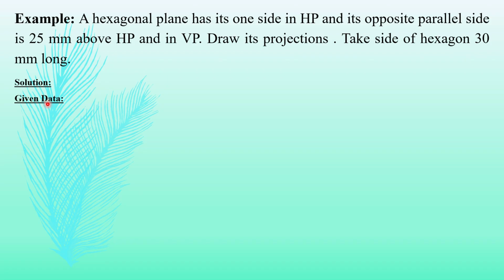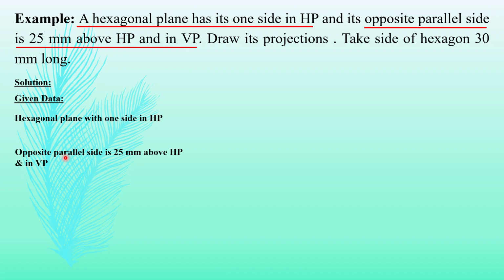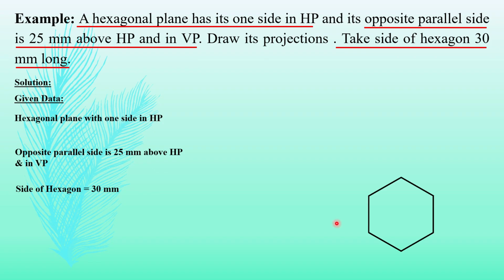Let us take out the given data first. The first thing is hexagonal plane with one side in HP, opposite side is 25 mm above HP and in VP. Also, the side of hexagon equals 30 mm. So this is the hexagon we are talking about. Why we have drawn it in this position, let us understand.